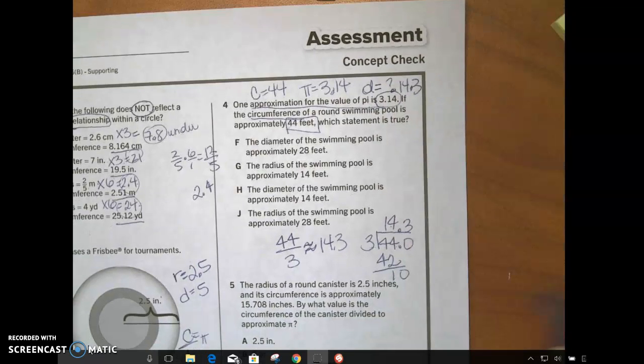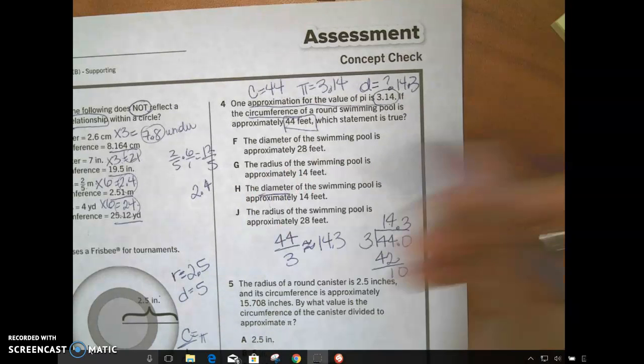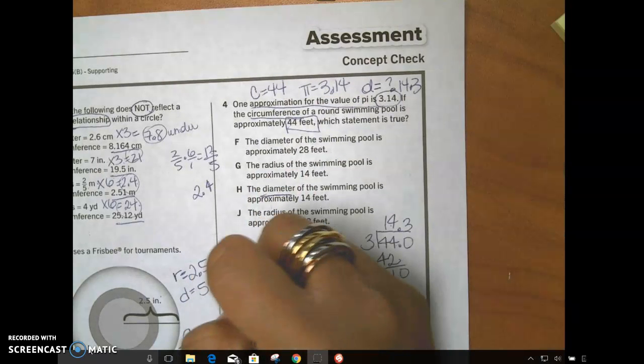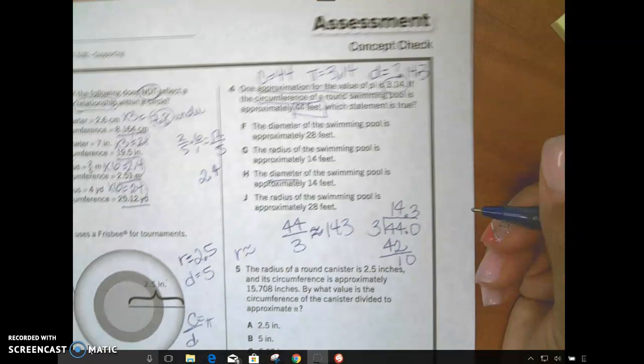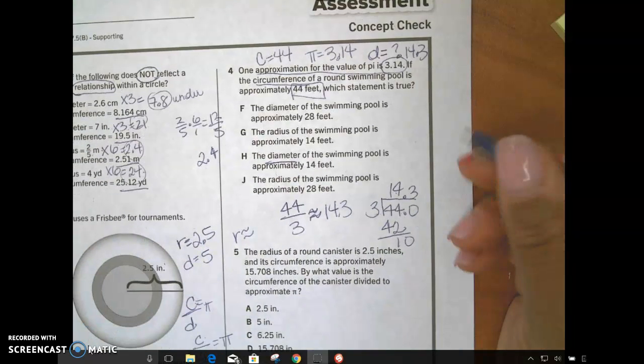Now look at your answers. Do you see 14? Yes. How many times? 2. Which one is the correct one? Why? Because it has the diameter. If I wanted my radius, it would be about what? Come on, think fast. About 7. Good.